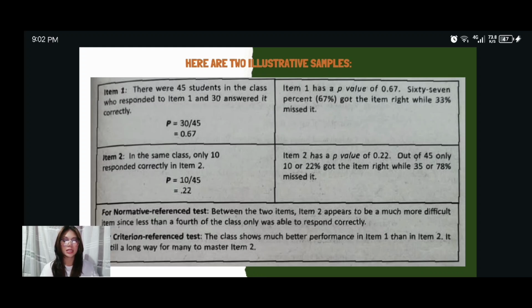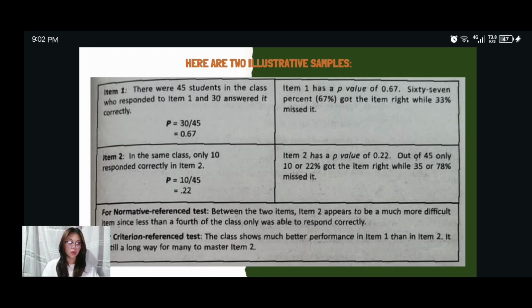So the analysis highlights how the difficulty index can be used to evaluate test items and understand students' performance relative to each other and to specific learning objectives. So that's how the illustrative examples explain it.